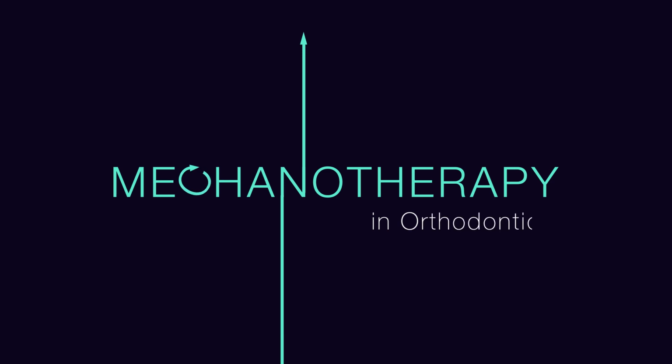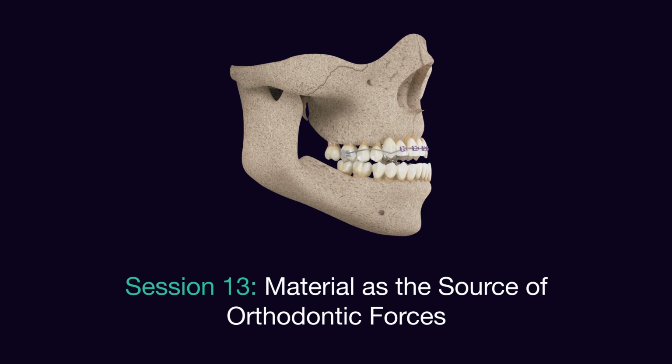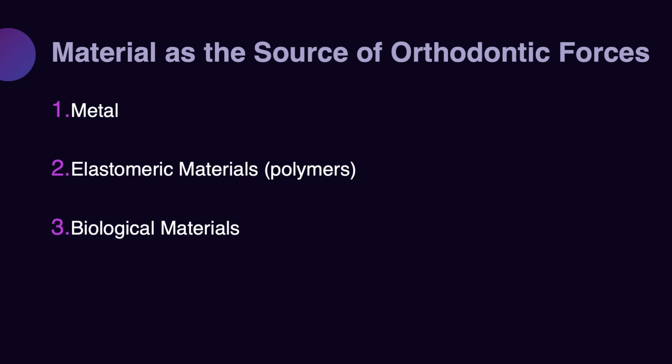Today, we are planning to talk about material as a source of our forces. After we design our mechanotherapy, it is time to select the material that we are going to use to provide the forces that we have designed for our mechanotherapy. In general, in orthodontics, we are using three types of materials: metals, such as wires and springs; elastomers, such as power chains or rubber bands; and biological materials.